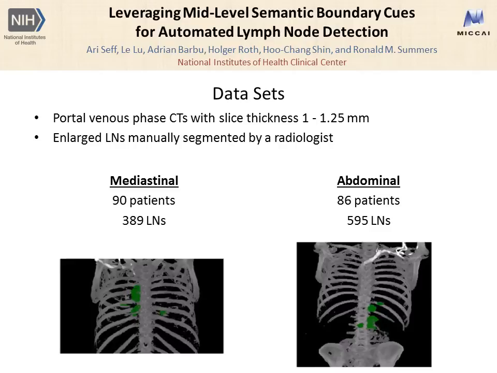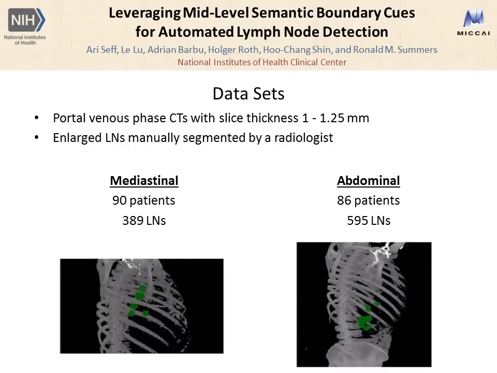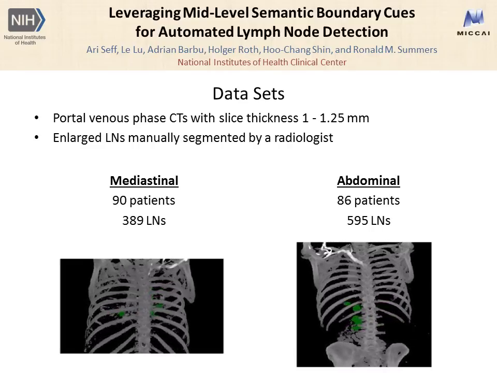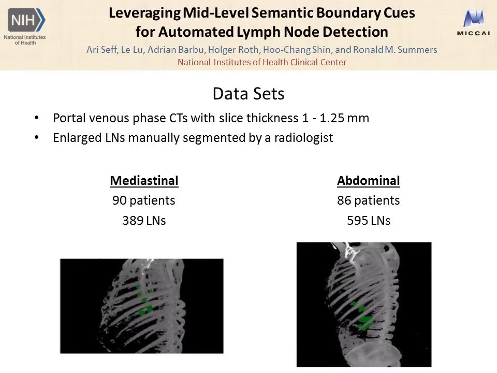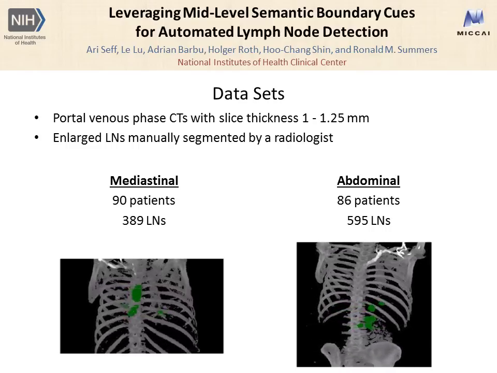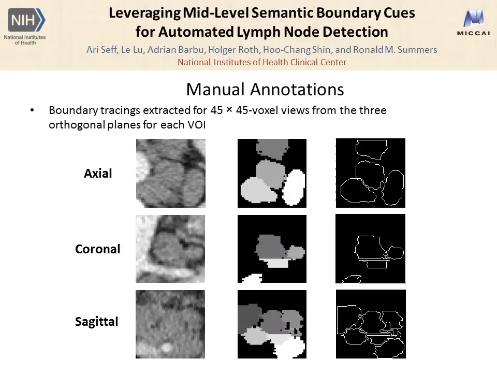of CT scans. To build our datasets, we collected CT scans covering 2 target regions of interest from the National Institutes of Health Clinical Center. A radiologist then manually segmented any enlarged lymph nodes encountered. After decomposition of each lymph node candidate into 2D views along the axial, coronal, and sagittal planes, we have a corresponding set of binary images delineating the manually labeled lymph node boundaries.